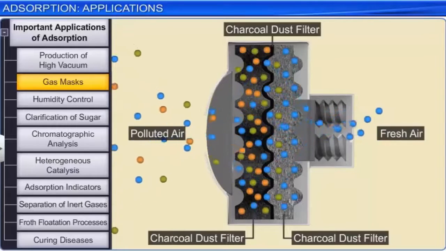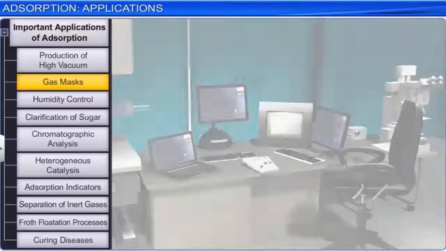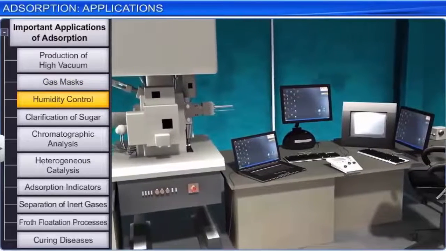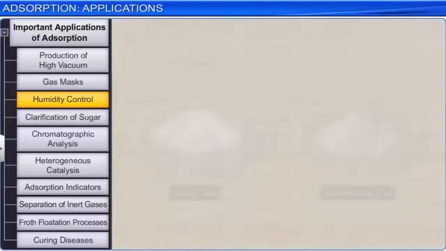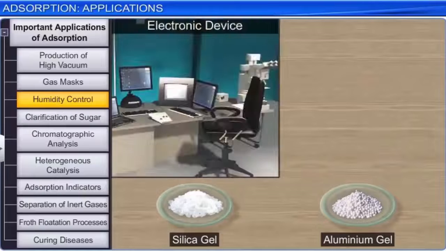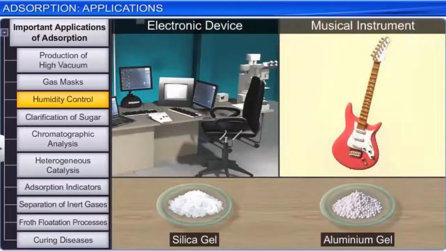Another application of adsorption is to control humidity in the air. Silica and aluminium gel are used to keep the relative humidity as low as possible. They adsorb moisture from the air, thereby preventing damage to electronic devices and musical instruments. Silica gel is also used as a means of preservation to control relative humidity in museums and libraries and exhibitions.